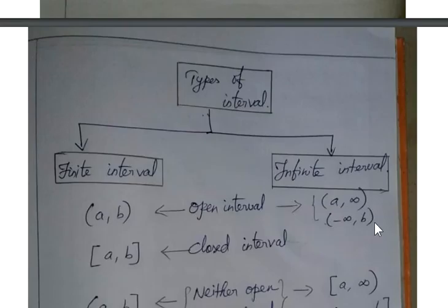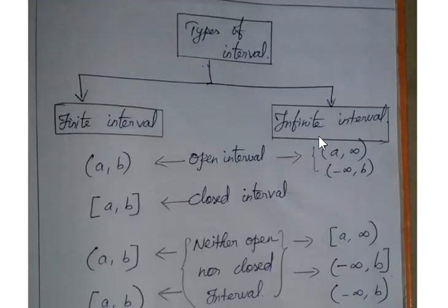Types of interval. There are two types of interval, finite interval and infinite interval. Finite interval means we can count it, infinite means we can't count it. Finite interval means it has end points, a comma b. In a finite interval there are two types, open interval as well as closed interval. Closed interval means the end points are also included in that interval. Open interval means the end points are not included in that interval.